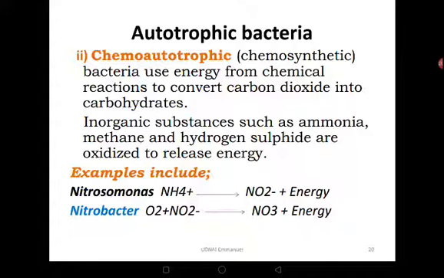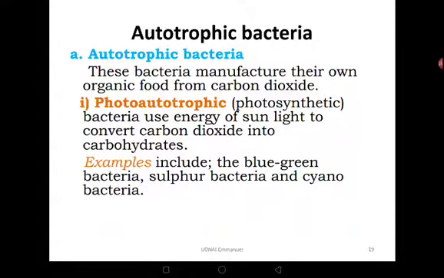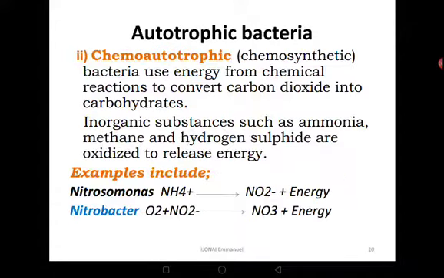And then we have the chemoautotrophs. These ones carry out chemosynthesis. They use energy from chemical reactions to convert carbon dioxide into carbohydrates. Two examples are Nitrosomonas and Nitrobacter. So we have two kinds of autotrophic bacteria. We have photoautotrophic that use light. Then we have chemoautotrophic. Those ones use chemical energy.